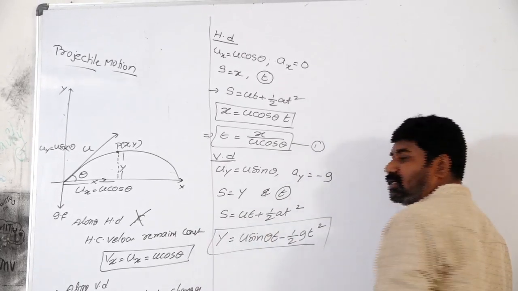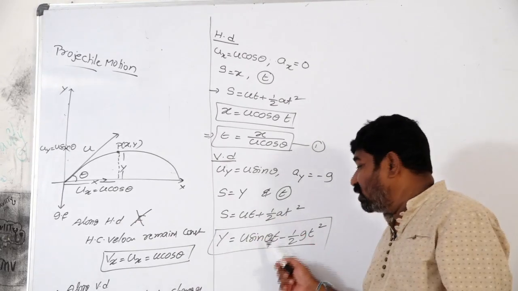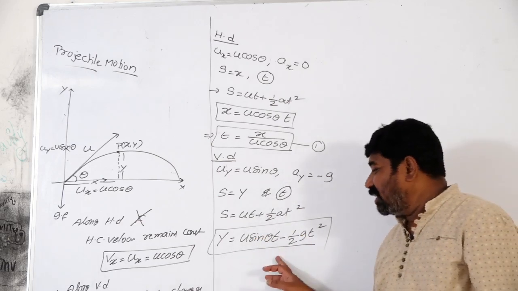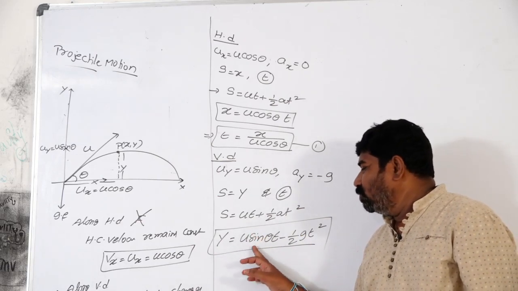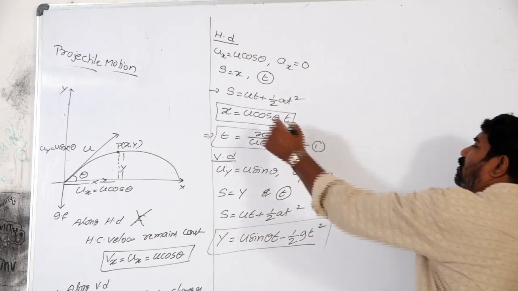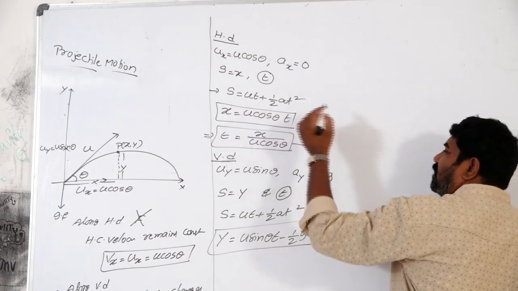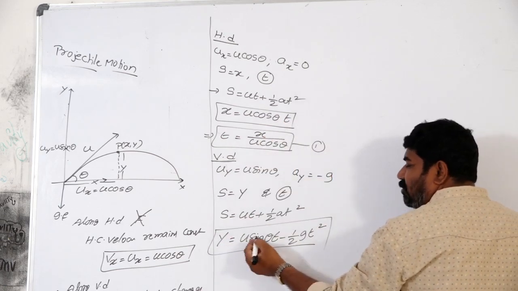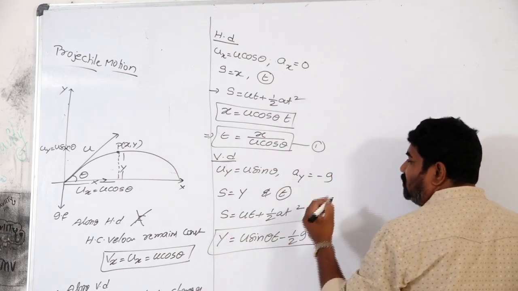So what is the vertical displacement in t seconds? y is equal to u sin theta into t minus half g t square. Horizontal distance is nothing but u cos theta into t. Vertical distance is nothing but u sin theta into t minus half g t square.